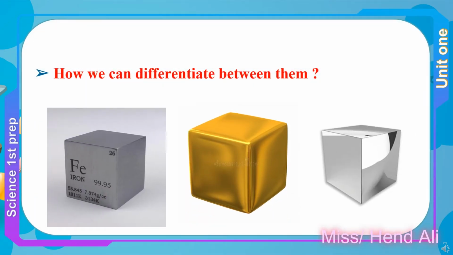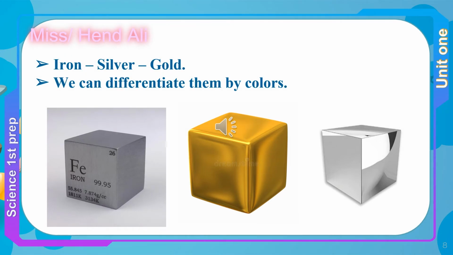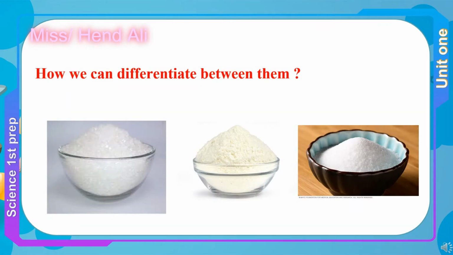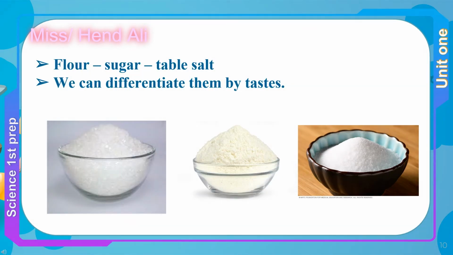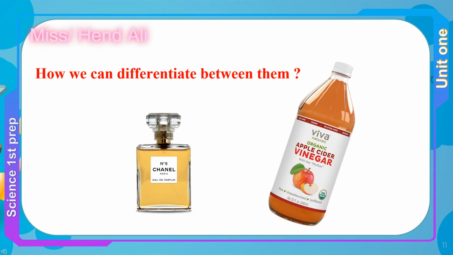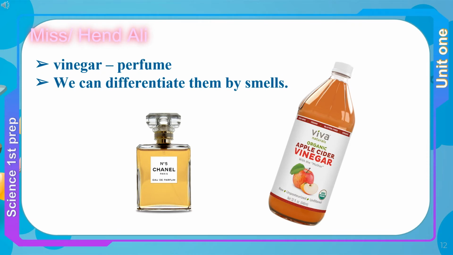Okay, how can you differentiate between iron, gold, and silver? Take 5 minutes to think. We can differentiate between iron, gold, and silver by color. Now, how can you differentiate between sugar, flour, and salt? We can differentiate between sugar, flour, and salt by taste. Okay, how can you differentiate between perfume and vinegar? We can differentiate between vinegar and perfume by smell.